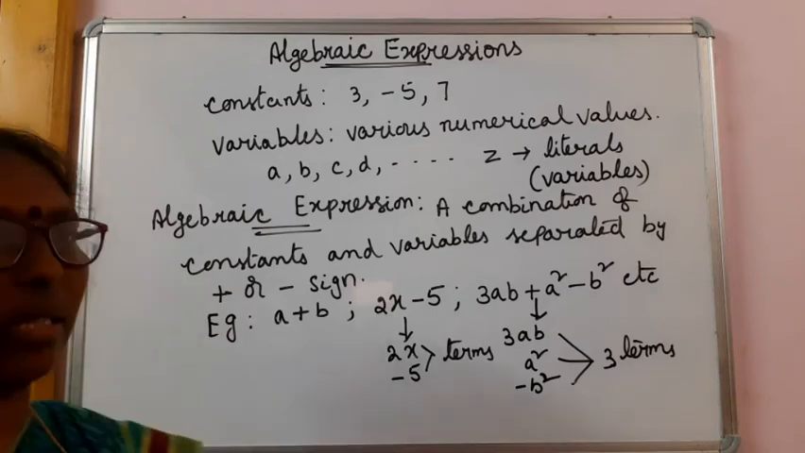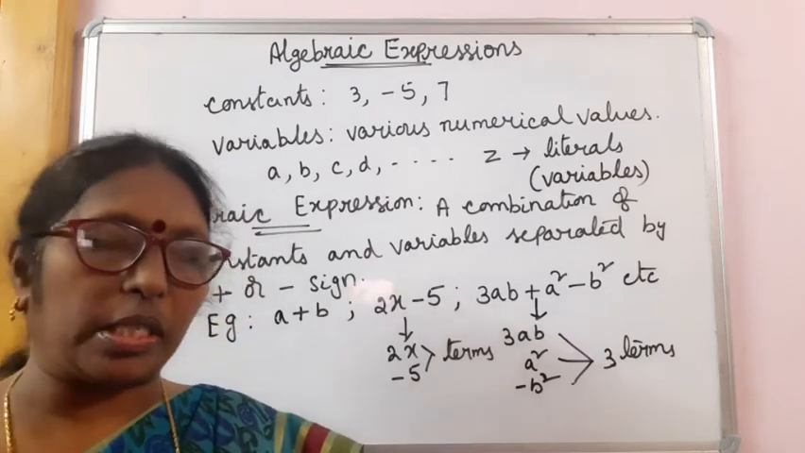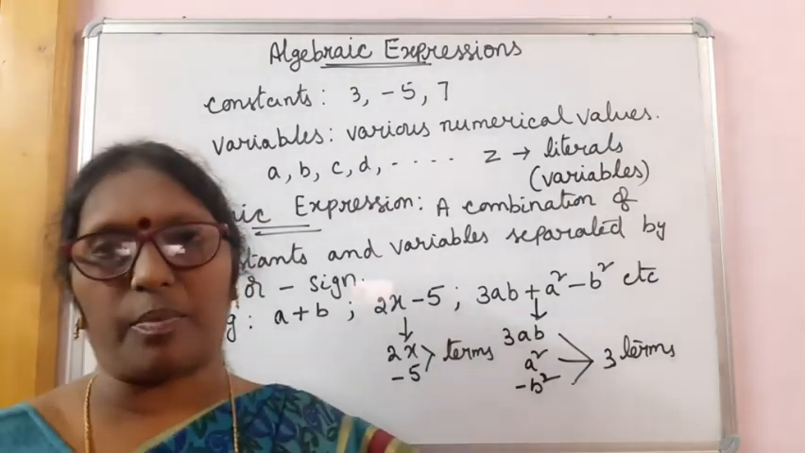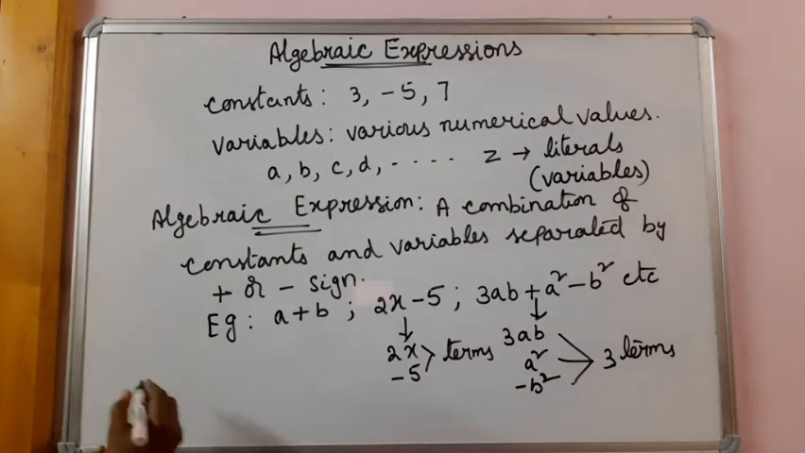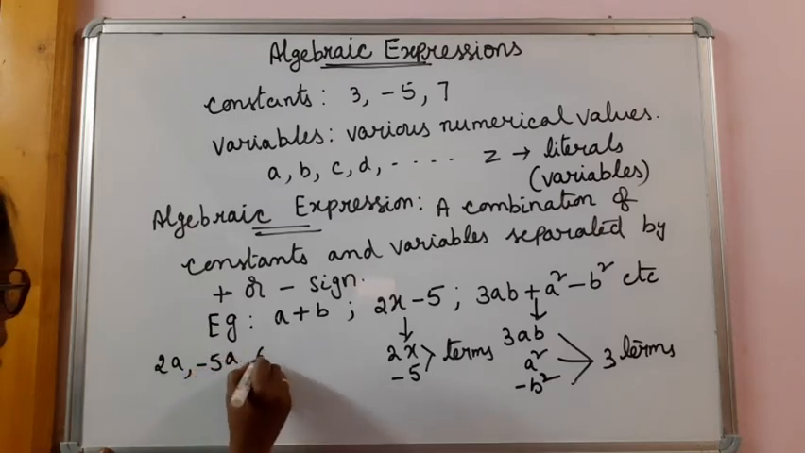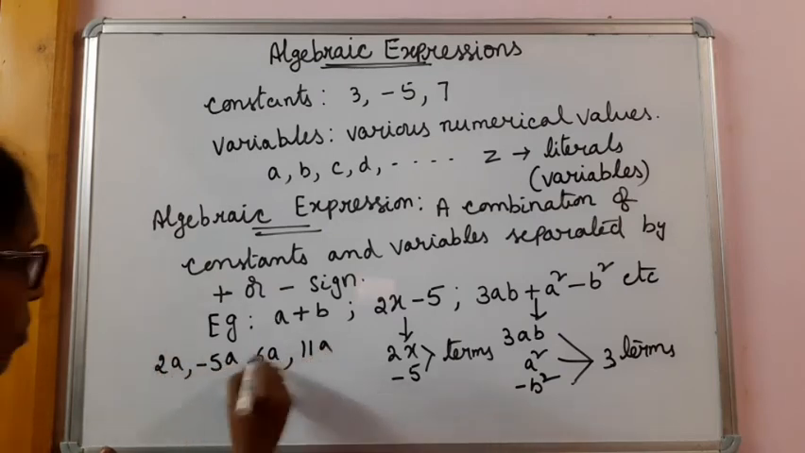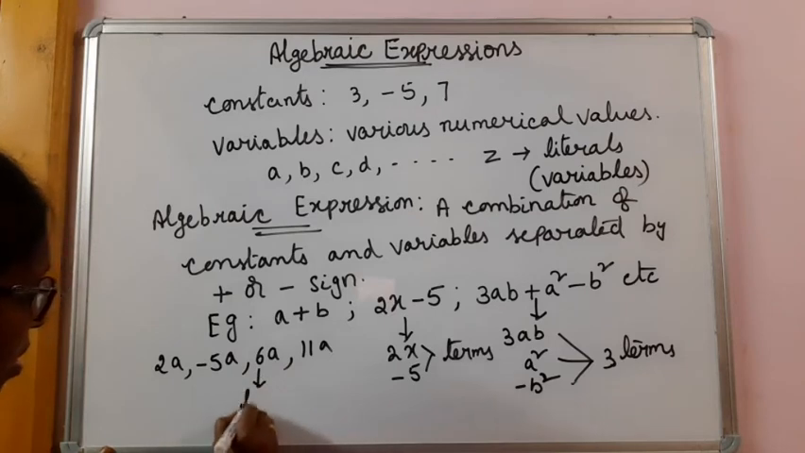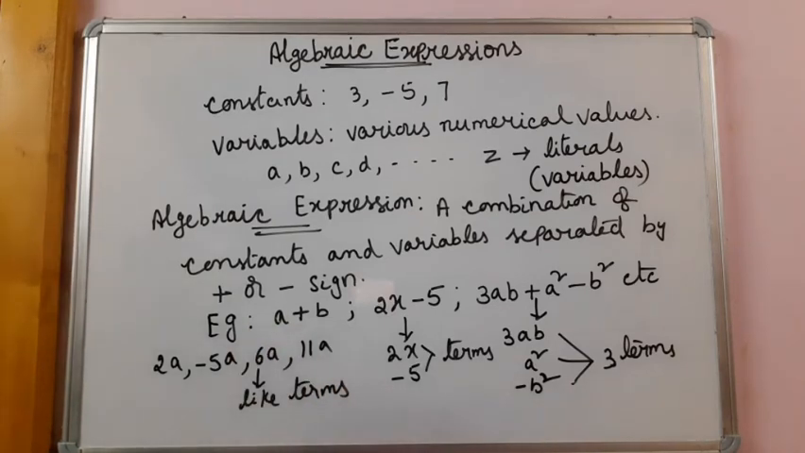And what are like terms and what are unlike terms? Two or more terms, if they have the same variables, are said to be like terms. Let me give you an example. Suppose 2a, minus 5a, 6a, 11a. All these terms have a. So these are like terms.